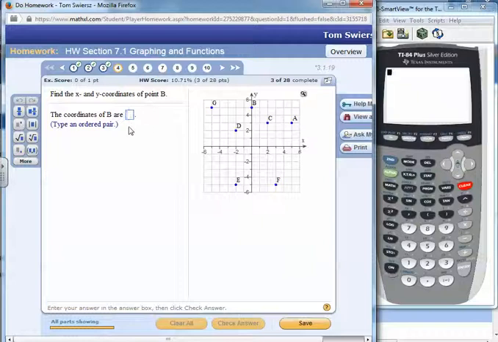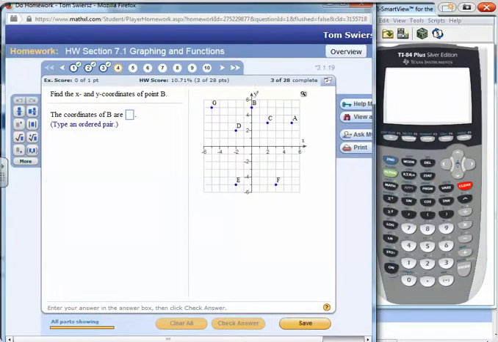Okay, the coordinates of point B. Locate point B, it's right there, right? Point B is right there. Notice we don't go over 0. We're on the y-axis, so the x value is 0. B is 1, 2, 3, 4, 5, right? It's 5 units up, so we go over 0, up 5. So it would be represented by the ordered pair 0, 5.